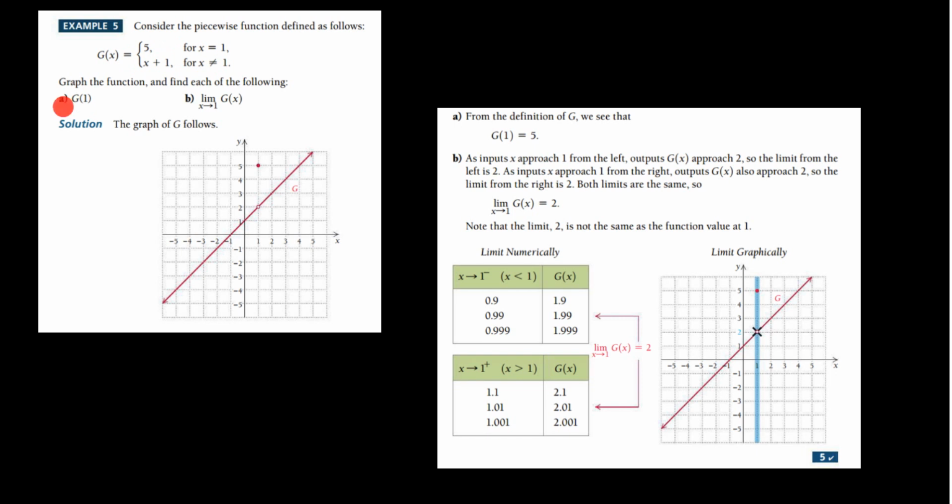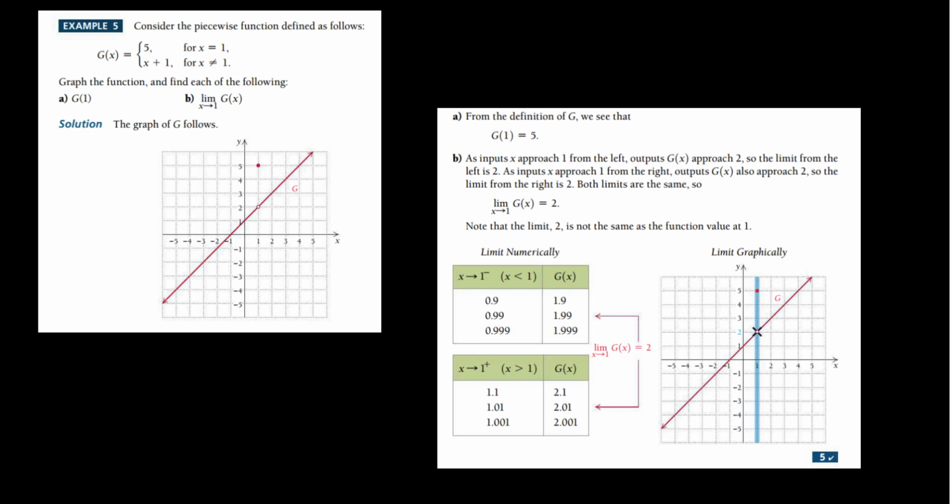So first of all, it wants us to evaluate g of 1, okay? Well, this is pretty easy. Since we're evaluating at 1, we're going to be using the top function of the piecewise function. So g of 1 is simply going to be equal to 5, right? And we see that it is indeed 5.